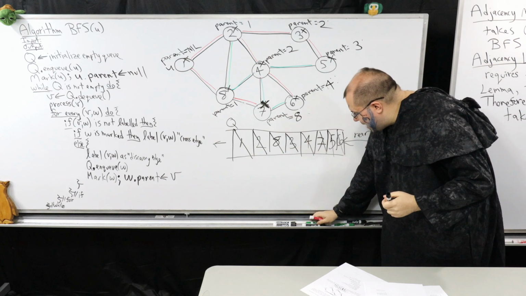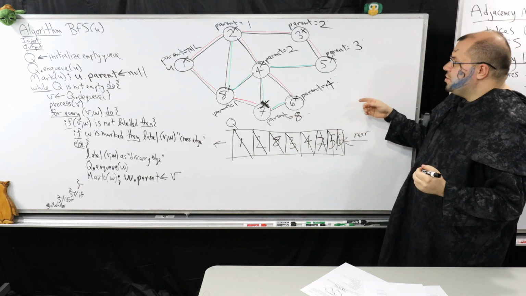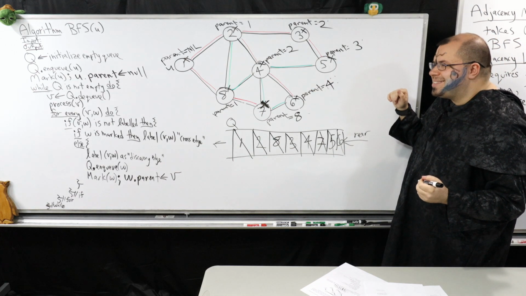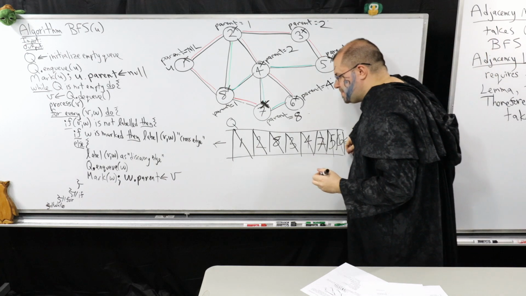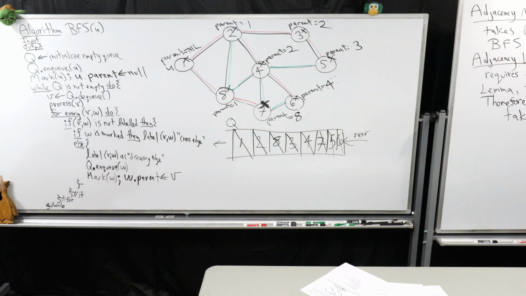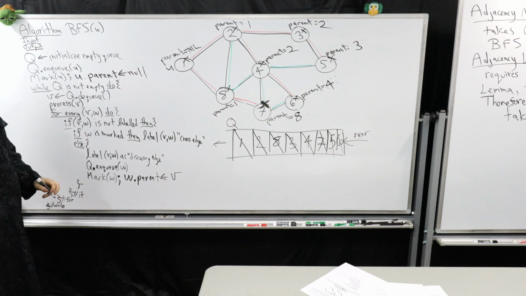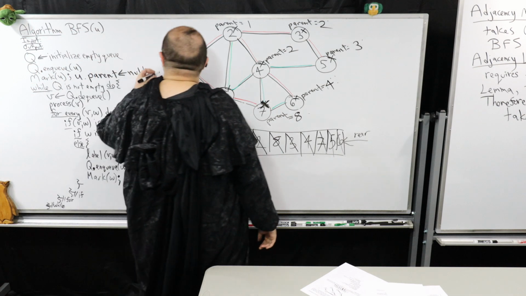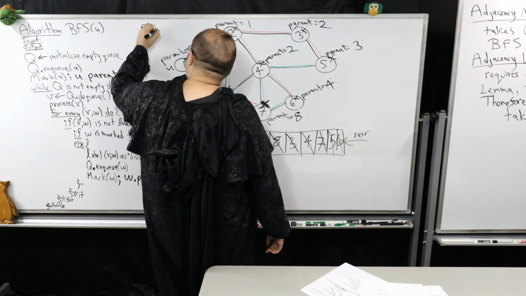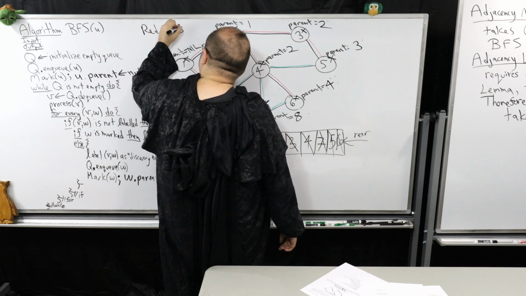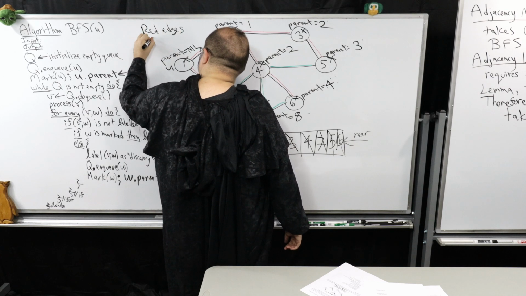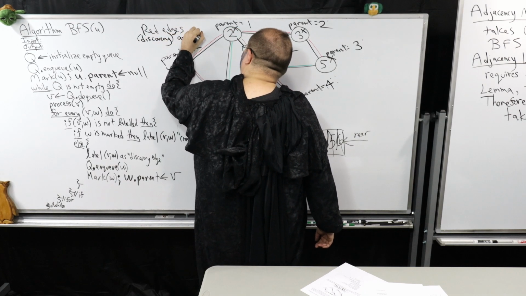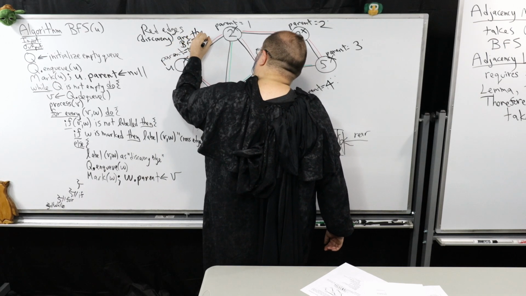And one other fact that I want you to notice is look at the red edges. These are our discovery edges. What is that? Can somebody tell me what that is? It's a tree, exactly. Perfect, it's a tree. So we call these red edges, our discovery edges, the BFS tree. So this is the breadth first search tree.